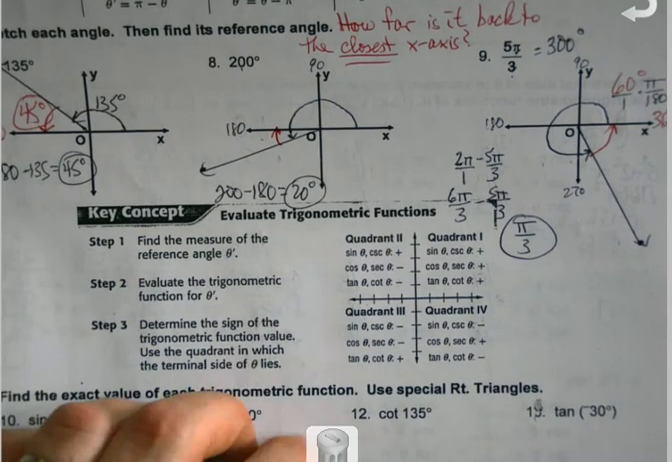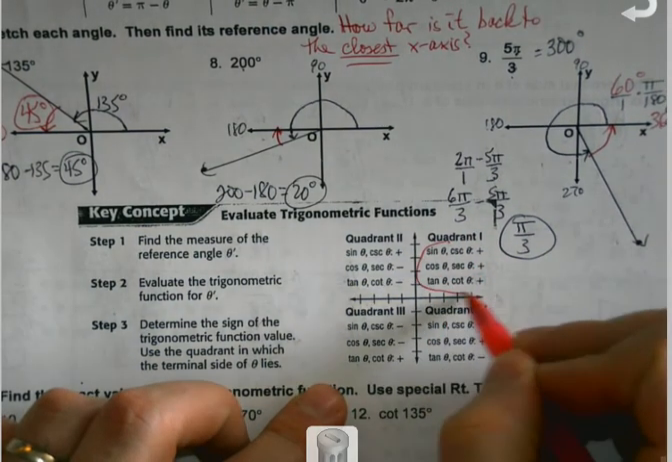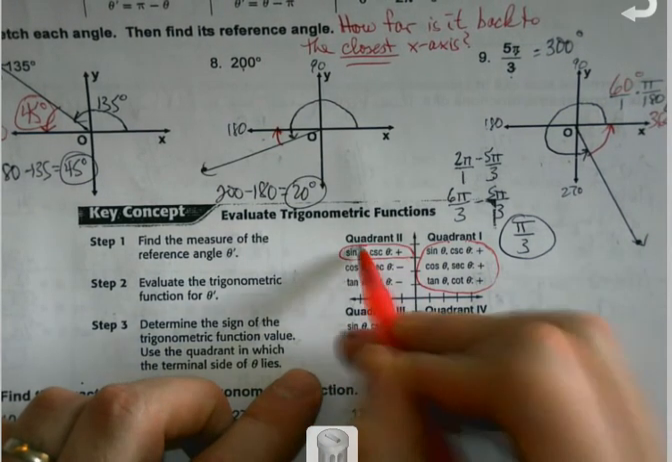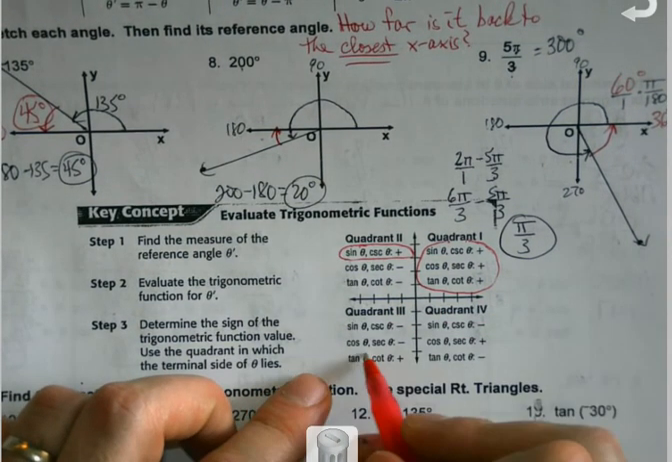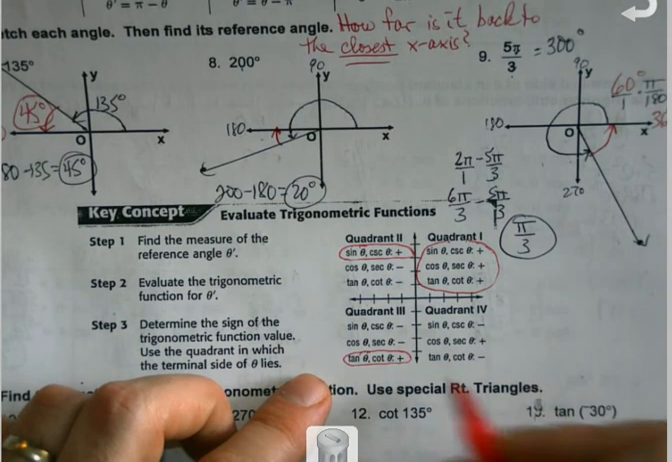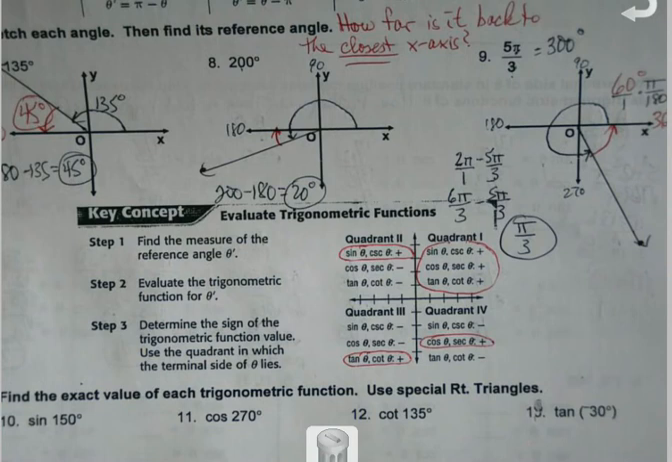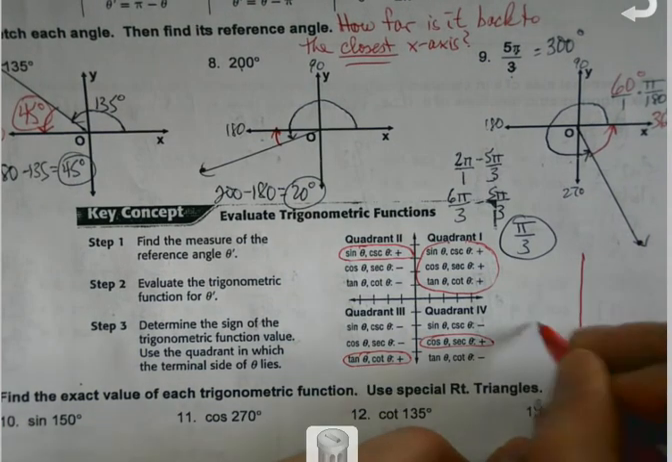So I start looking through and I'm like, hey, in this first quadrant, everything looks positive. In the second quadrant, it's just sine and cosecant. And the third is just tangent and cotangent. And the fourth one's cosine and secant. But like I said, there's an easier way to think about this.